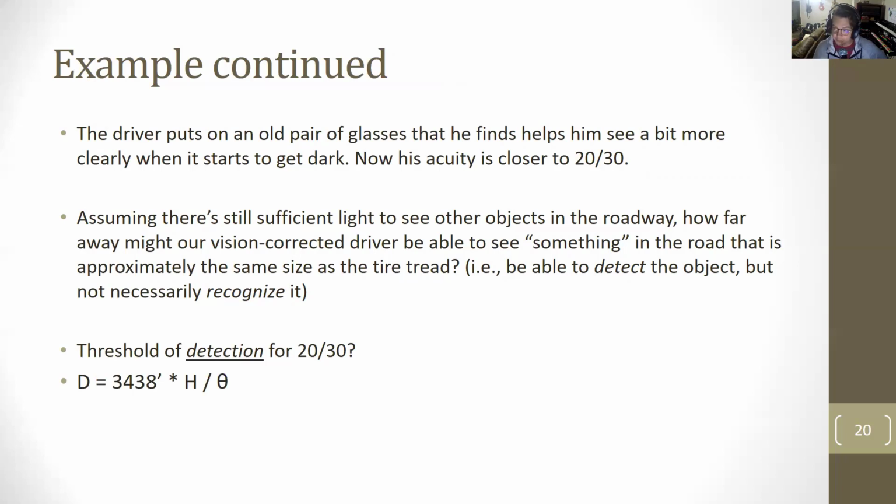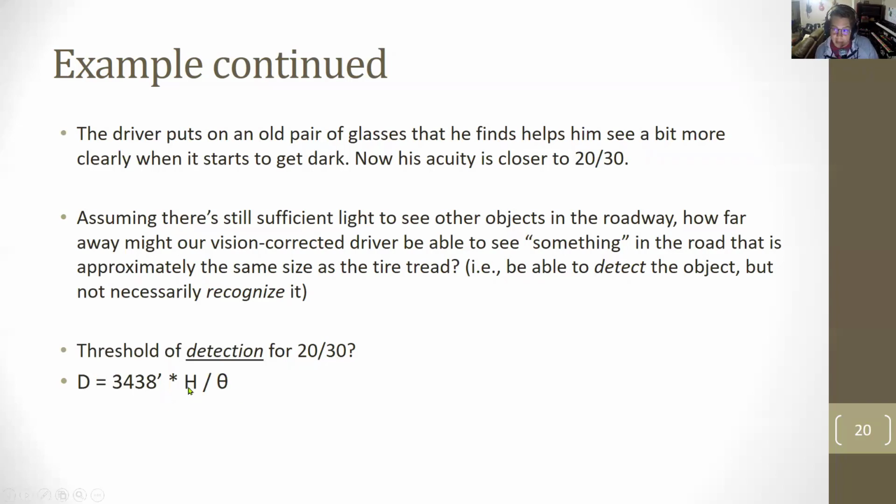And so threshold of detection for 20/30, I am going to trust that you can follow this previous example for how I would calculate that. But we start with 20/20 being 1 minute of arc. And when we have 20/30, the ratio of the two distances, 30 to 20, is 1.5 to 1. And so if we talk about our ratio of visual angles, our threshold of detection for a person with this acuity is 1.5 minutes of arc. So that's what's going to go in here.